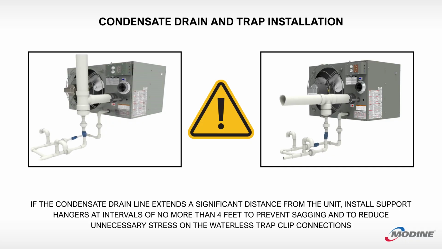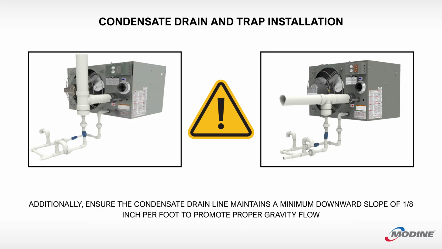If the condensate drain line extends a significant distance from the unit, install support hangers at intervals of no more than 4 feet to prevent sagging and to reduce unnecessary stress on the waterless trap clip connections. Additionally, ensure the condensate drain line maintains a minimum downward slope of 1/8 inch per foot to promote proper gravity flow.